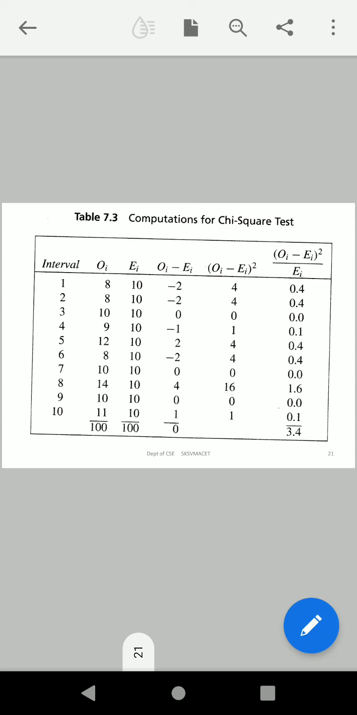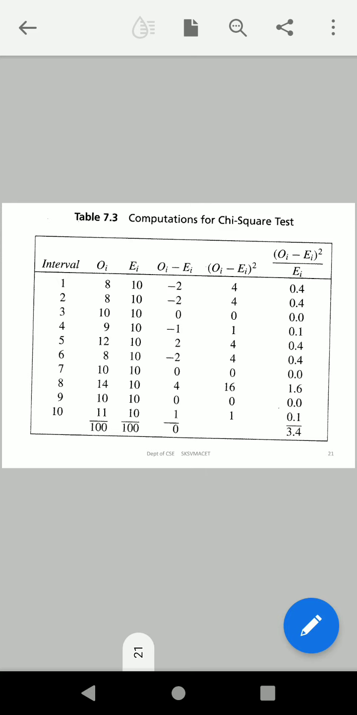Here we divide the interval 0 to 1 into 10 equal intervals: 0 to 0.1, 0.1 to 0.2, 0.2 to 0.3, 0.3 to 0.4, 0.4 to 0.5, 0.5 to 0.6, 0.6 to 0.7, 0.7 to 0.8, 0.8 to 0.9, and 0.9 to 1. Interval 1 means 0 to 0.1, interval 2 means 0.1 to 0.2, and so on. Interval 10 means 0.9 to 1.